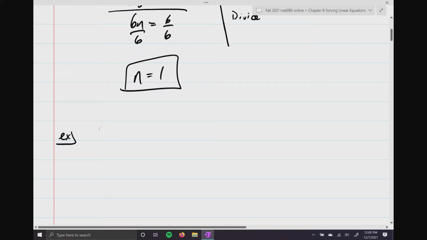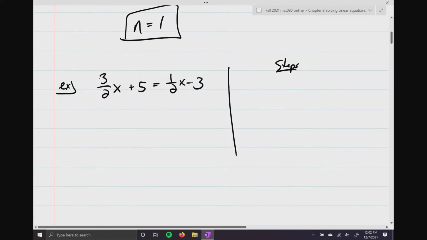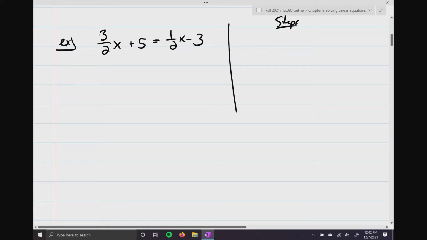So our next example is going to be 3 over 2, x plus 5 equals 1/2 x minus 3. Okay, now, for this problem, we're going to just go right over our steps once again. Nothing changes. Those 6 steps never, ever change. So step 1, if you see fractions, multiply by an LCD to eliminate them. So what I need to do is get my LCD and multiply to reduce, and this is the key, all denominators.